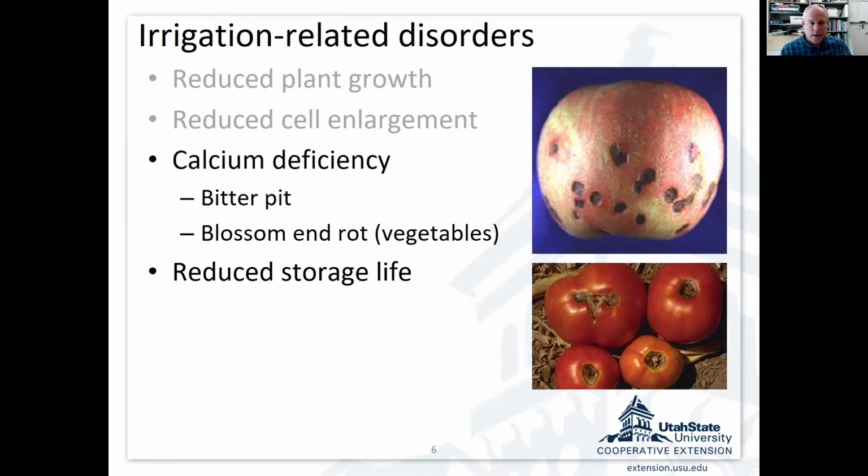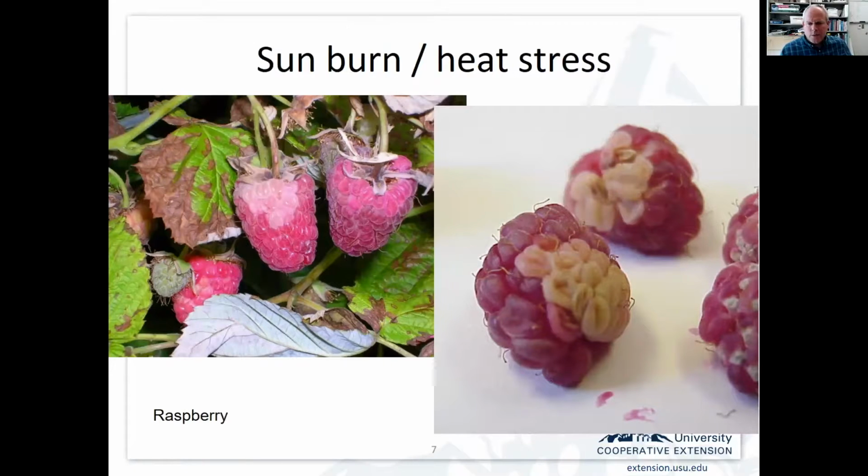Another one we see a lot of in Utah is sunburn. And this is an example from raspberries. You can see here these white or bleached drupelets on one side of the fruit. Oftentimes they're on the upper side of the fruit where it's sun exposed. And that's a heat stress situation, and it's made much worse when you have drought stress as that fruit is ripening. You'll see these bleached drupelets. We also get sunburning in other fruit, but this is a real prime example that we see a lot of in Utah.